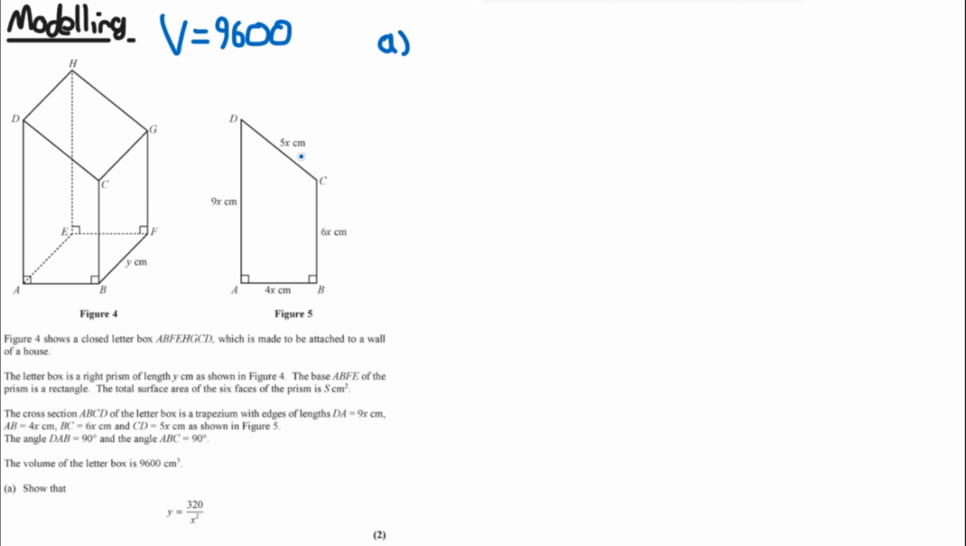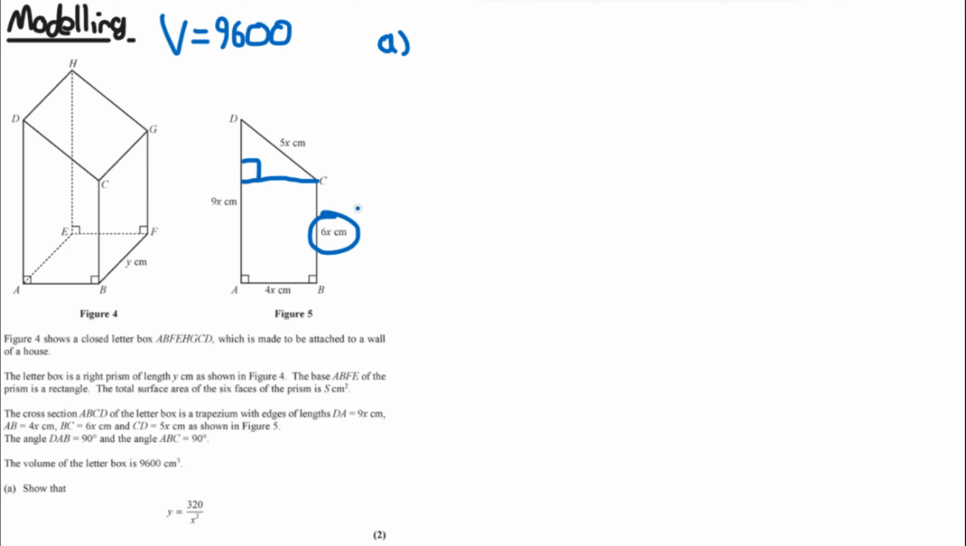Now this is a trapezium. You could use the trapezium formula if you want to, but a way that I would do it is just separate this into a rectangle and a right angled triangle, and then figure out the area of these two shapes individually, and therefore do it from here. So let's do that.